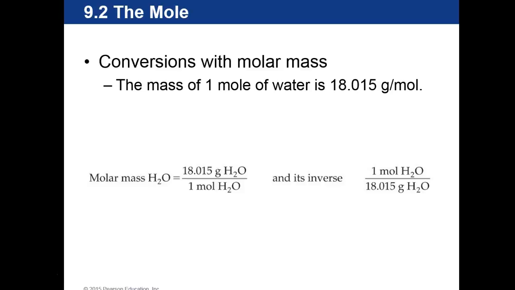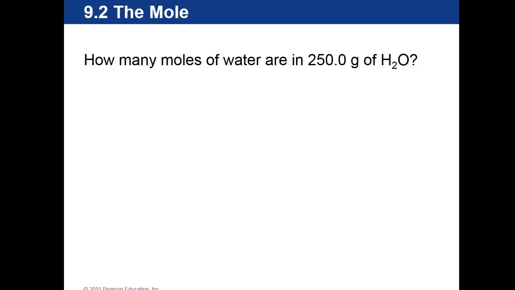So let's convert this with molar mass. The mass of 1 mole of water is 18 grams per mole. Here we can see that 18 grams of water over 1 mole of water, and 1 mole of water over 18 grams of water. So those are the conversion factors that you would use. So how many moles of water are in 250 grams of water? Pause the lecture here and see if you can figure out the conversion factor. Remember, 1 mole of water weighs 18 grams.